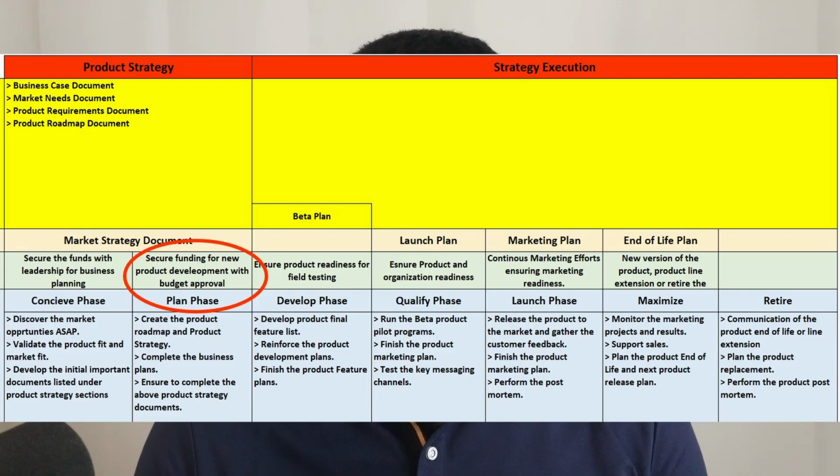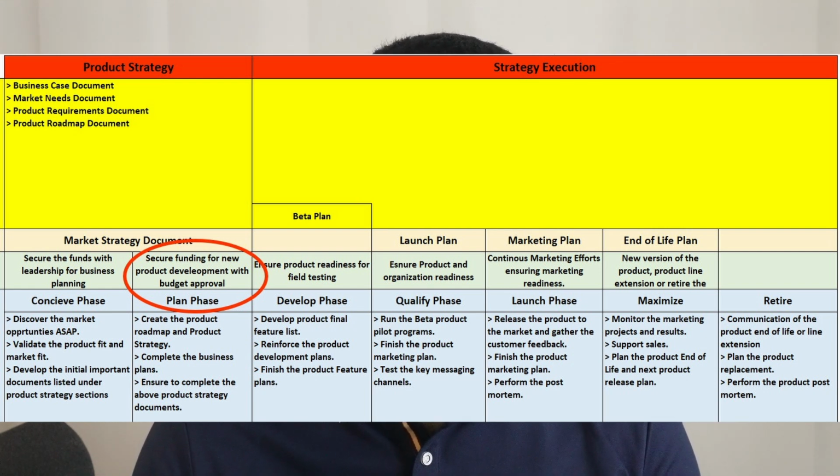Then you move on to the plan phase. You build a detailed roadmap based on your ability. Make it realistic. Don't overcommit to something that you cannot execute, and finalize your business case and get the budget approval for this product development project. Here you must sell your product ideas to leadership to secure the funding for your projects. You have to do a little bit of a sales pitch.